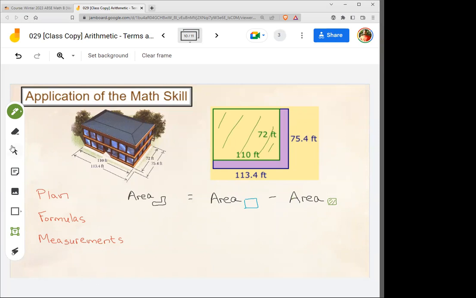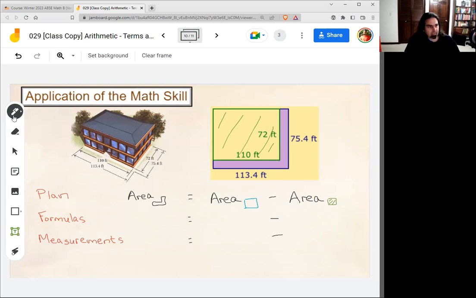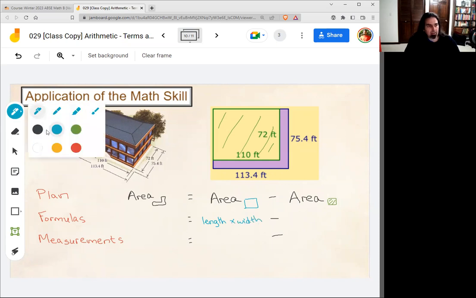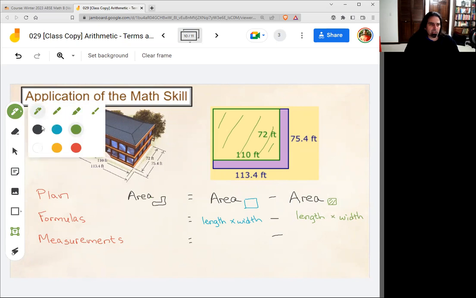Yes. So they are both rectangles. They're both going to be length times width. If you just want to write L times W, great. I'm not sure why I am writing so much, but that's okay. And then finally, how big are these things?